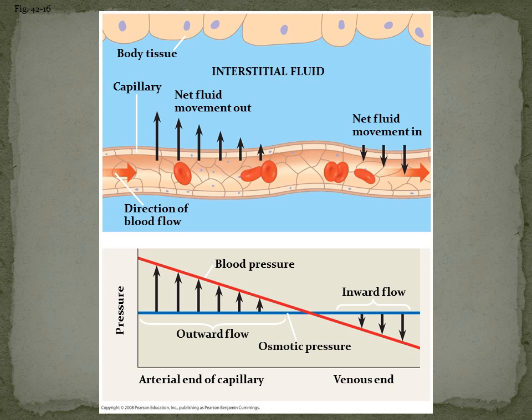And then on the other hand, as we move through here, the pressure decreases, and now the pressure outside is greater than the pressure inside, as you can see from the graph down here. And so we get fluid flowing into the capillaries. That's interstitial fluid containing waste products and carbon dioxide.